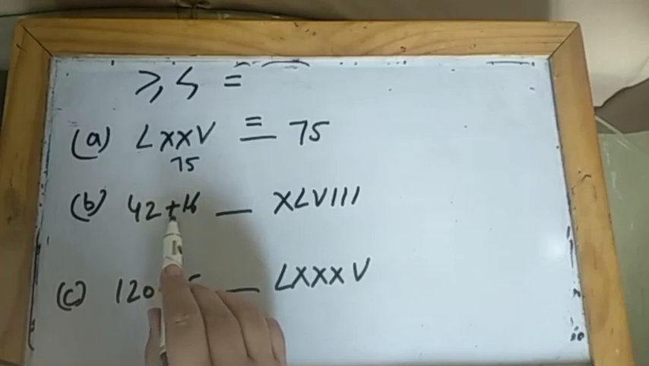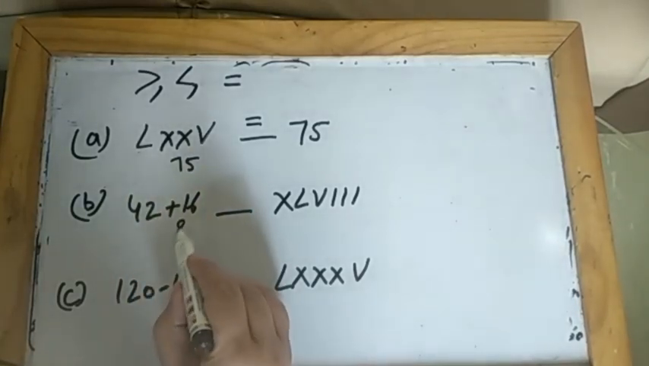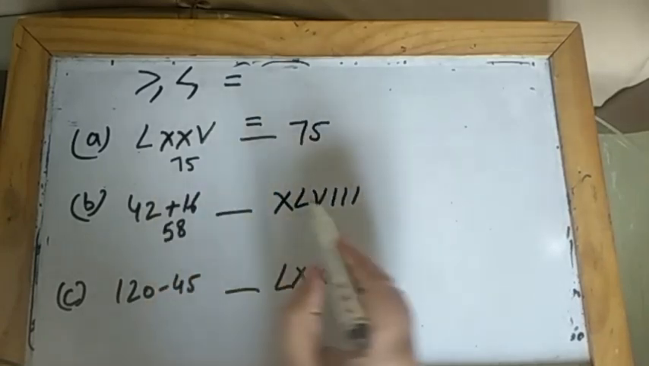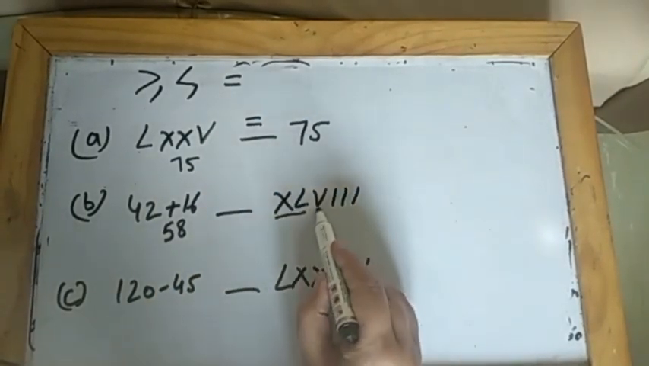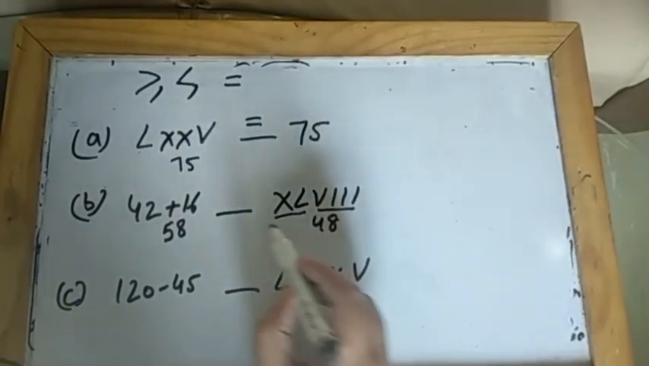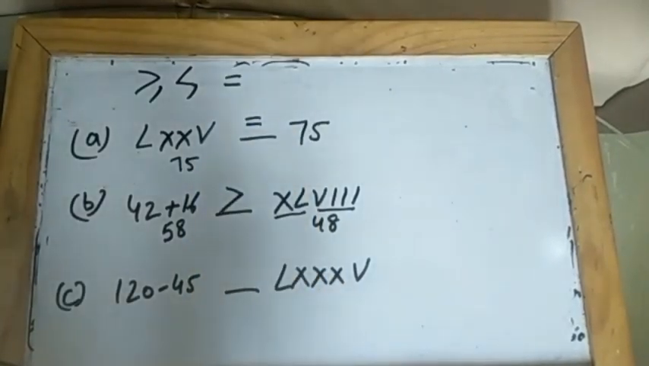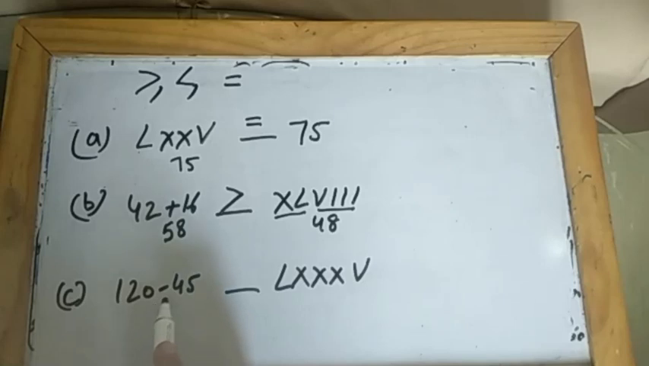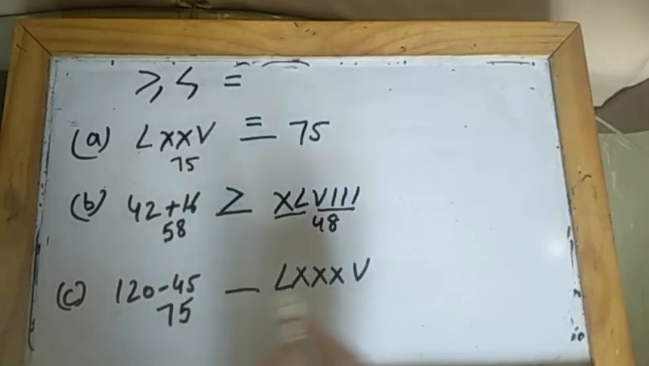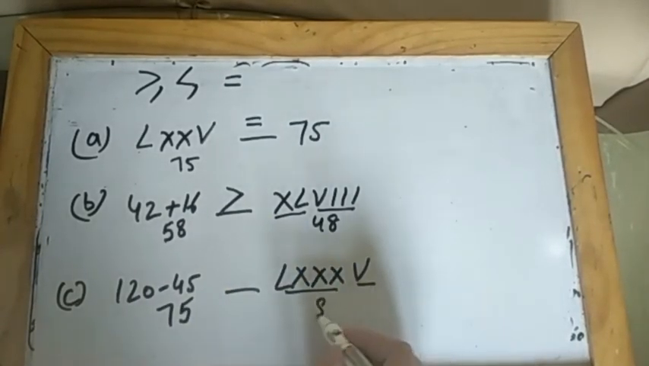Now 42 plus 16. So I have to add both the numbers and you will get 58 and here it is written 48. So this is 48. So which is bigger? 58 is bigger. Now I have to subtract 120 minus 45. So when you subtract you get 75 and here this number is 85.